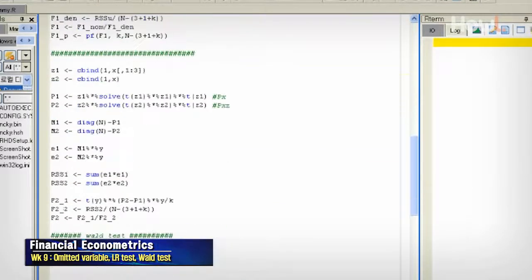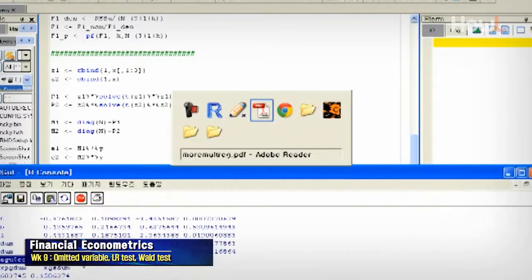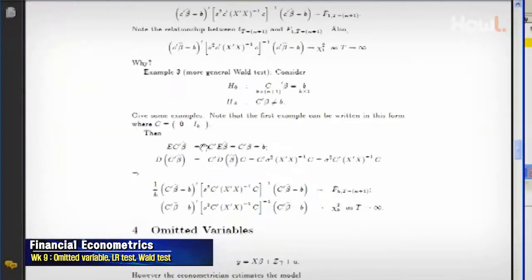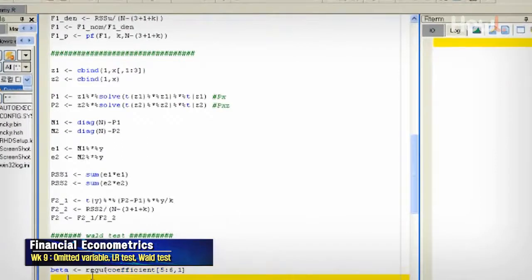So basically, beta is like this. And then I have to construct first this part, C prime beta hat minus b equals 0. Let's call this one Cb. Cb equals C multiplied by beta.